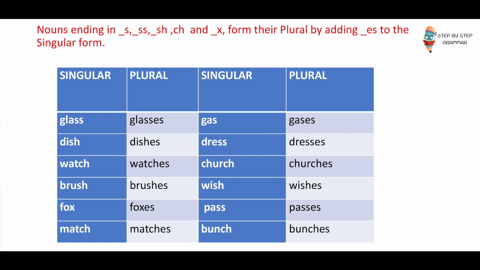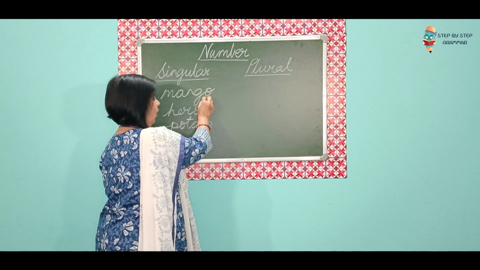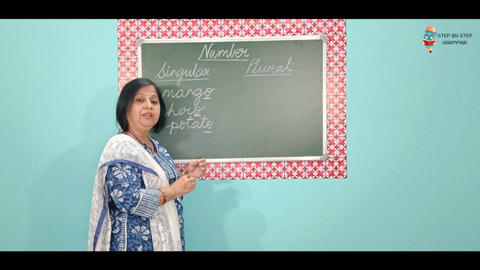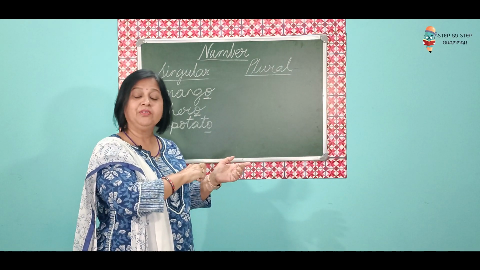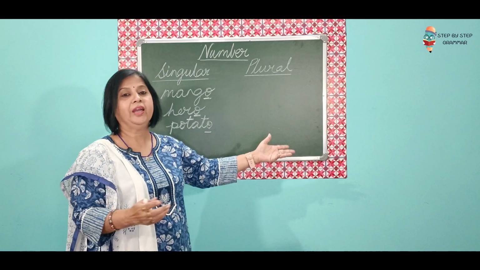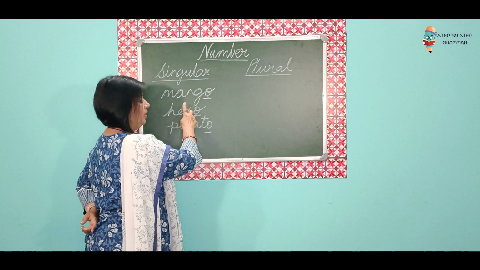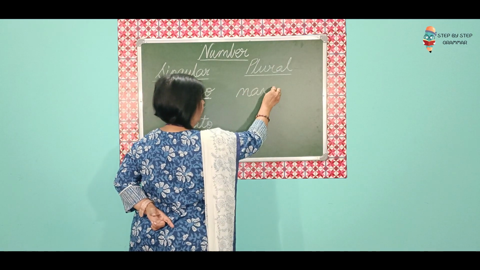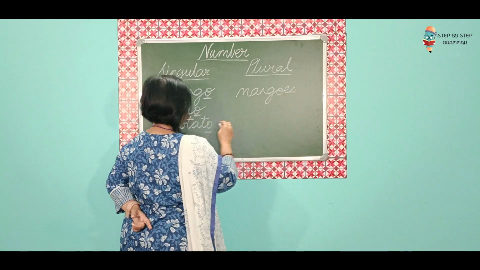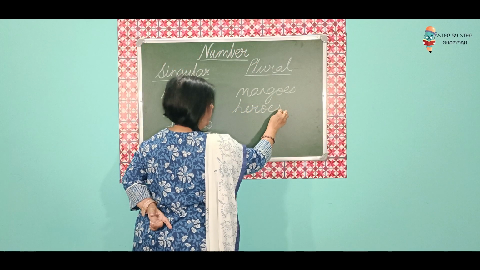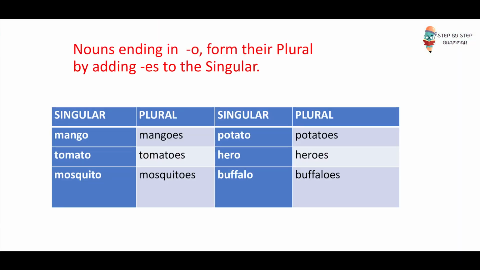The next rule, nouns ending in o. Mango ending in o, hero ending in o, and potato ending in o. Just like for the previous rule when we just added es to the singular form and we had the plural, similarly, mango, just add es in front of it and you get the plural of mango, that is mangoes. Hero becomes heroes and potato becomes potatoes.